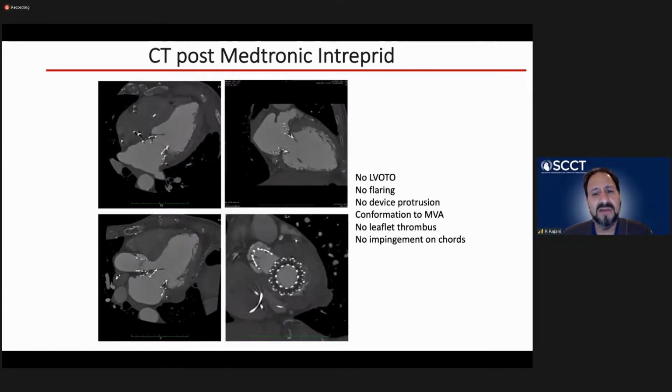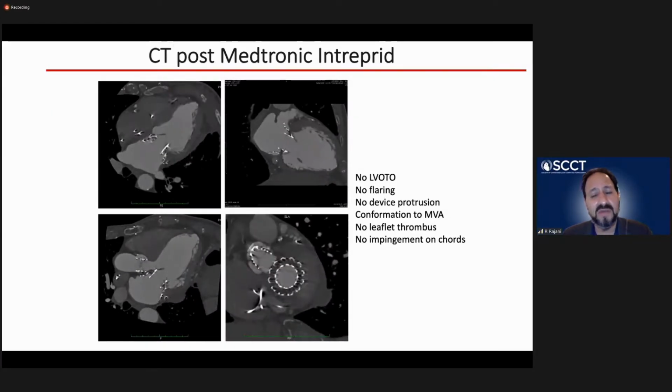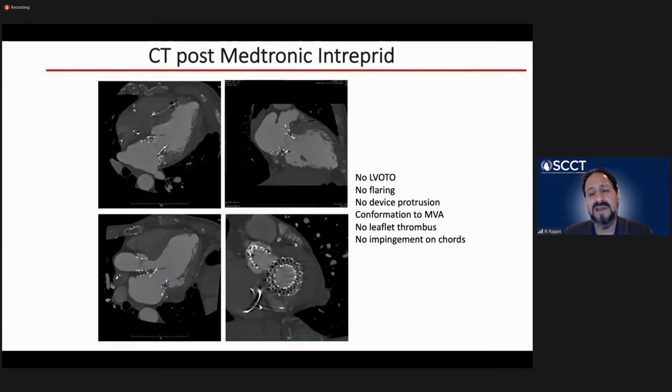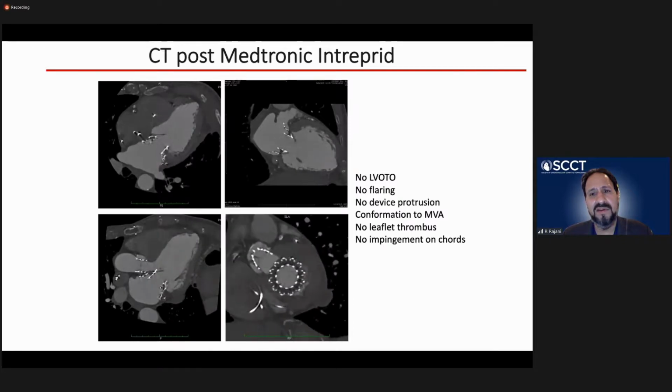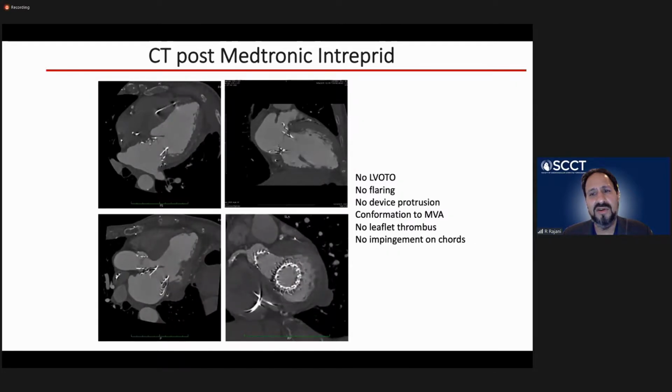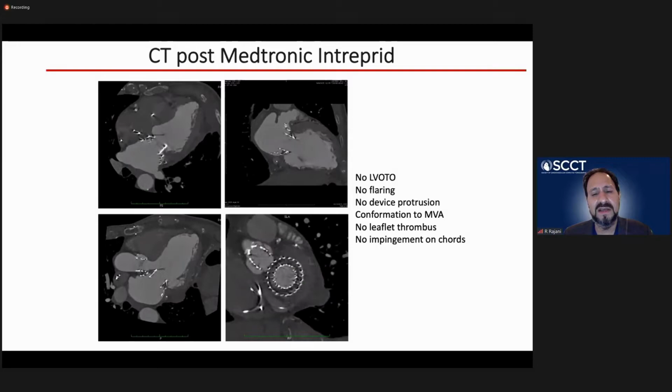And you can see that there are two nitinol frames: an outer nitinol frame on the bottom hand image, which flexes and changes with the mitral valve annulus during systole and diastole, and an inner Perimount nitinol frame, which houses a 29mm Perimount valve. So with this particular device, you get no significant left ventricular outflow tract obstruction, no flaring, no device protrusion. It conforms to the mitral valve annulus, and there's a low risk of leak.